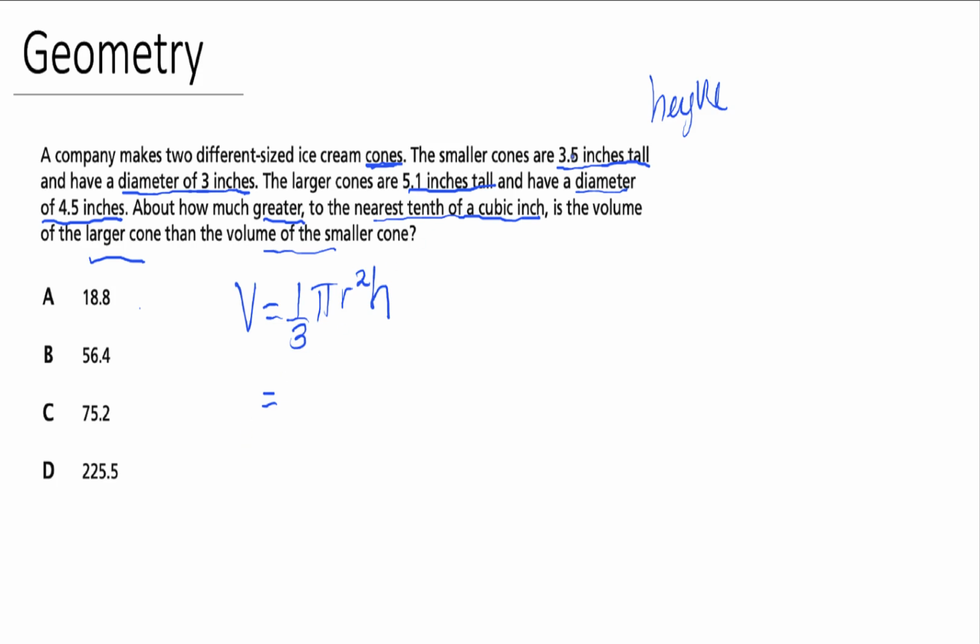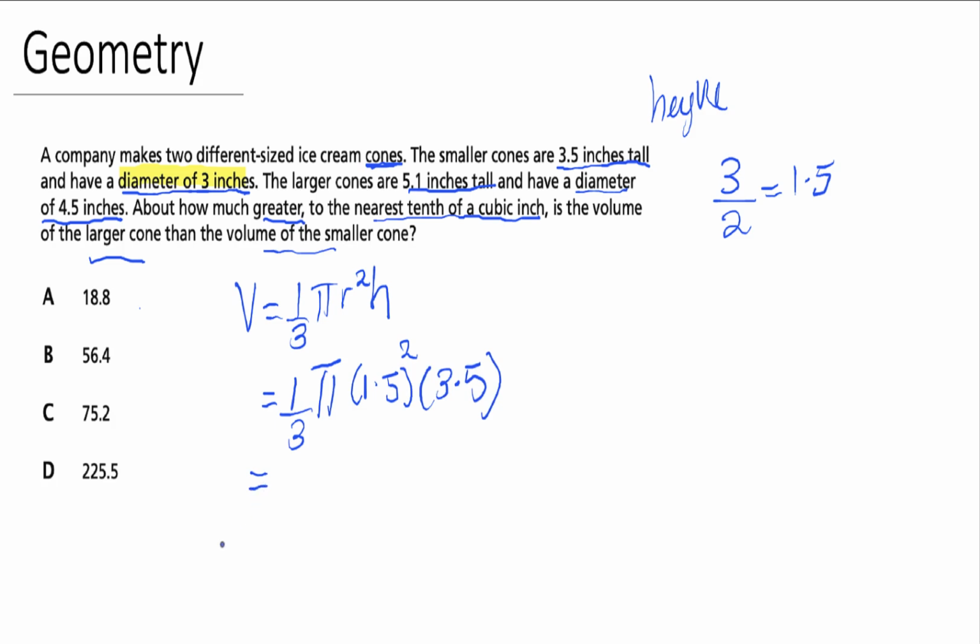Let's start with the smaller cone. So we have 1/3. You can leave pi as is because with this question, we're going to need to use the calculator. Let's find the radius. Now, they did not give us the radius. They told us that the diameter is 3 inches. So we know what we have to do here. We have to take that 3 and divide it by 2. So that would be 1.5 for our radius. So that would be 1.5 squared. And they said that the height is 3.5.